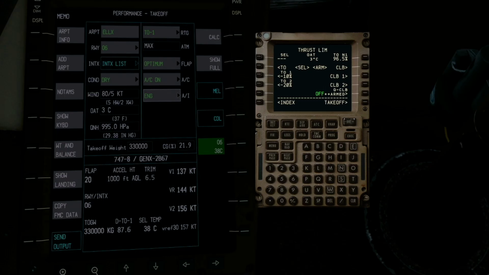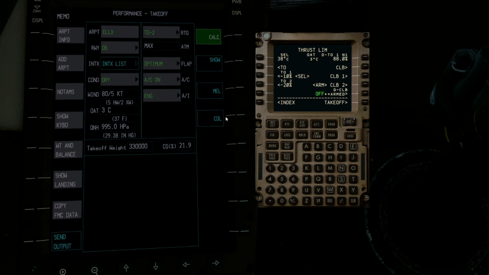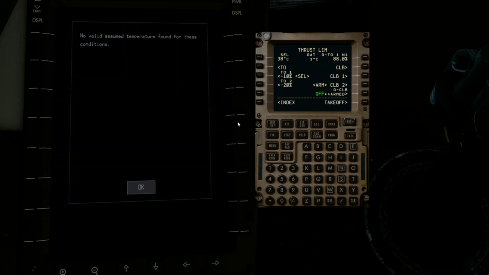So here, to give an example, we have the PMDG 747, and I have selected takeoff 1, departing out of Luxembourg, runway 06. It gives us flaps 20 for the given takeoff weight, and not just takeoff 1, but also a selected temperature of 38 degrees Celsius. And that's what I mean with a combination of derate, takeoff 1, but also an assumed temperature of 38 degrees Celsius. So how would we know whether or not we can take takeoff 2? Well, just simply select it, calculate it, and there we go.